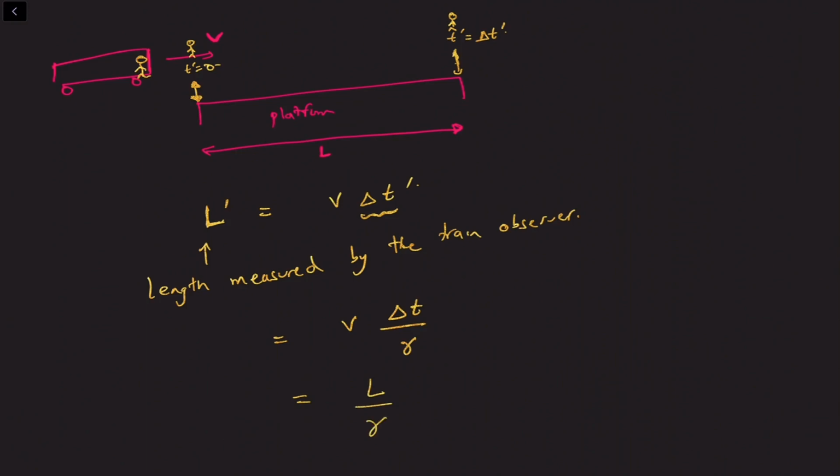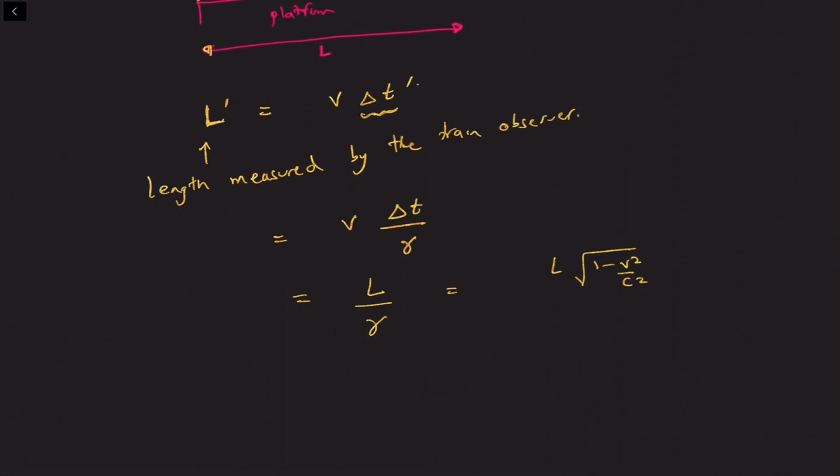So therefore, the length as measured by the train observer is L over gamma. That is L times the square root of 1 minus v squared by c squared. In other words, since the platform appears to be moving relative to the train observer, the length of this platform, as measured by the train observer, appears to be smaller than L. Okay, so this is the phenomenon of length contraction parallel to the direction of motion.